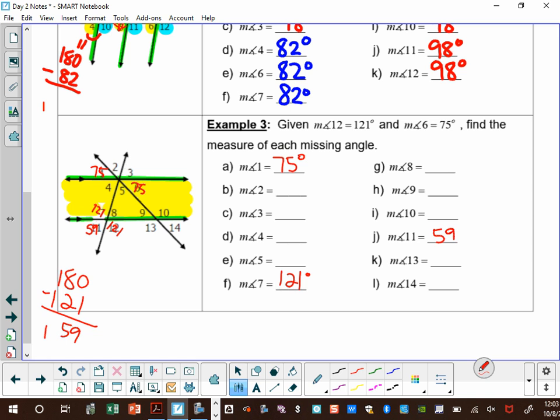What else can I mark as 59? Angle 8, because it is vertical to angle 11. So 8 is also 59. All right, we got those.